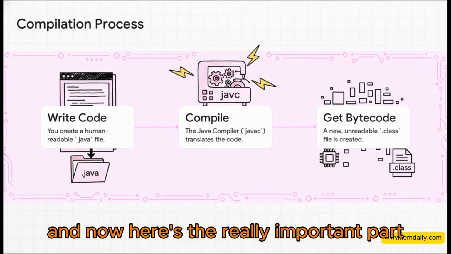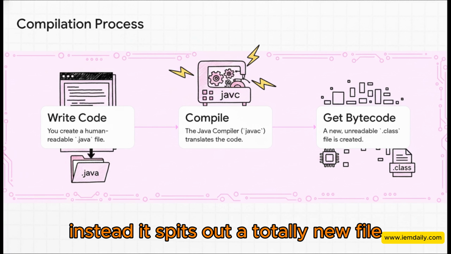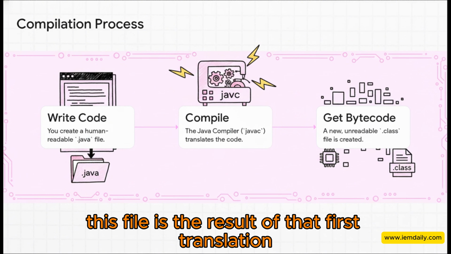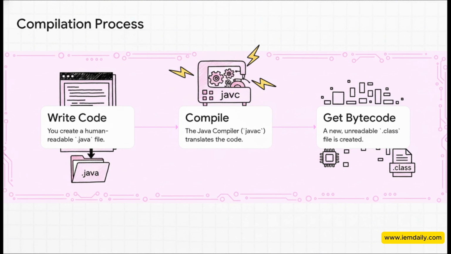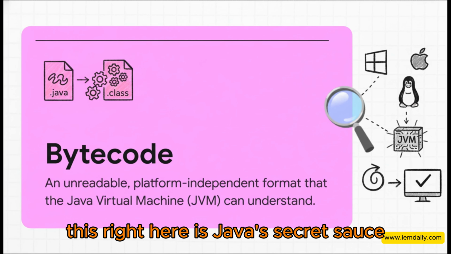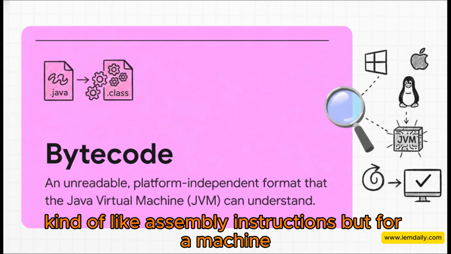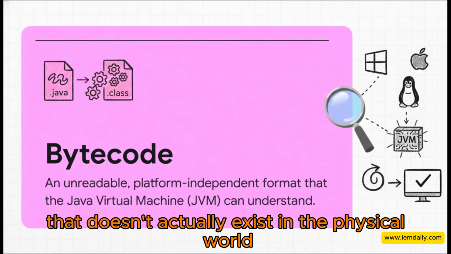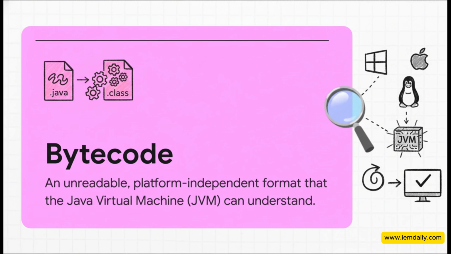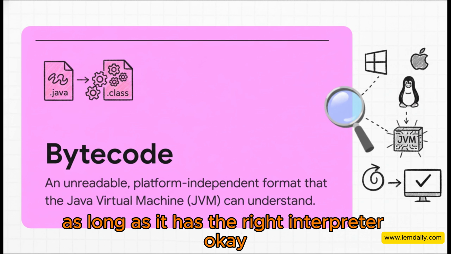And now, here's the really important part. The compiler does not create the final machine code. Instead, it spits out a totally new file, one that ends in .class. This file is the result of that first translation step. And inside that new .class file is something called bytecode. This right here is Java's secret sauce. It's like a universal set of instructions, kind of like assembly instructions, but for a machine that doesn't actually exist in the physical world. It isn't for Windows or Mac or Linux specifically. No, it's a universal language that any system can understand as long as it has the right interpreter.